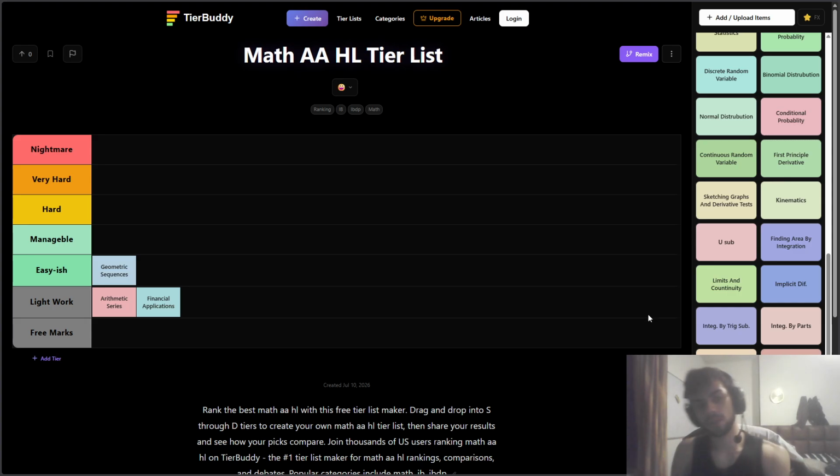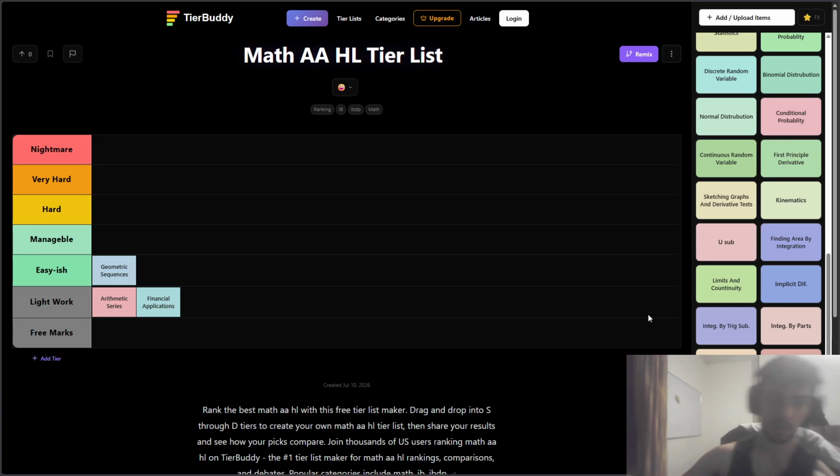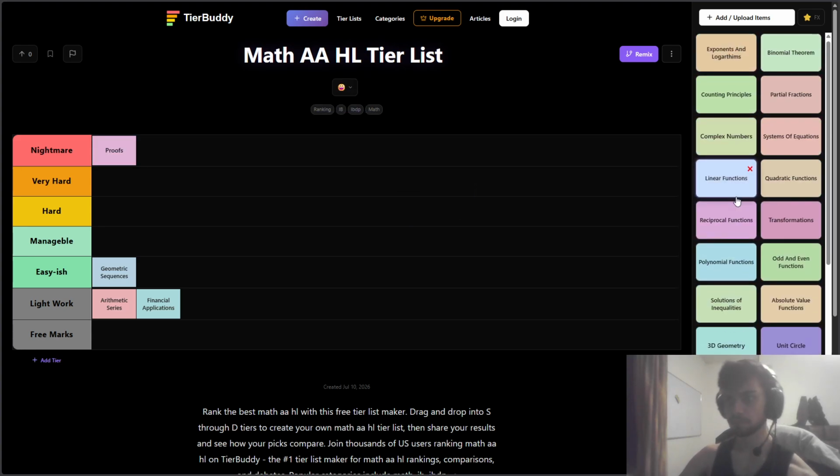I think proofs are either nightmare or very hard tier, because there are some proofs by induction and proofs by contradiction that are just crazy. There was this one proof by induction that I spent about 4 hours trying to understand on this whiteboard over here. I don't know if you guys can see it. It got so bad my knees were giving out and everything started to hurt, and I still didn't understand it. I think I got it after a very, very long time. Proofs, that's a nightmare.